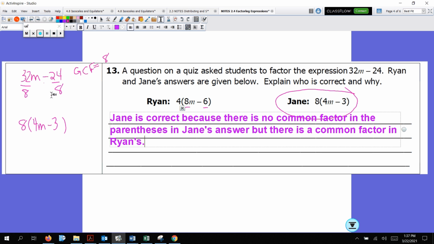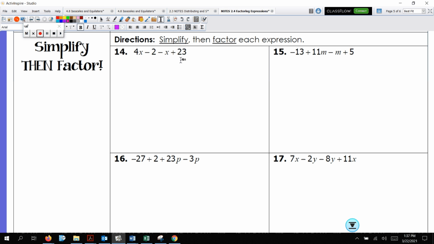Okay, sound good? All right, so now we're going to ramp it up just a little bit. Here we have expressions. It says to simplify. That means to combine like terms. Once we've simplified, then we're going to factor, okay? Then we're going to practice doing on the front side what we were already doing.